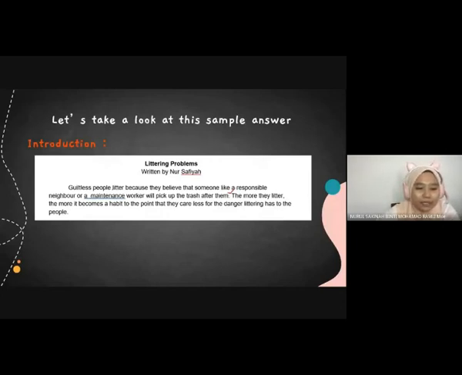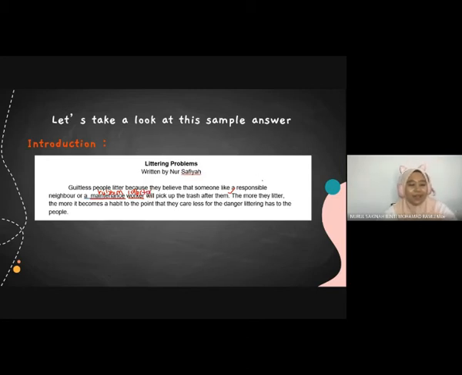The only thing is, maintenance worker here maybe can be replaced by trash or rubbish collector. This is vocabulary. Rubbish. Oh, sorry, I wrote it using the mouse.